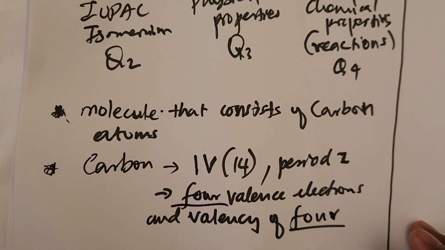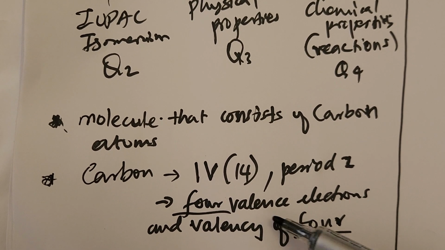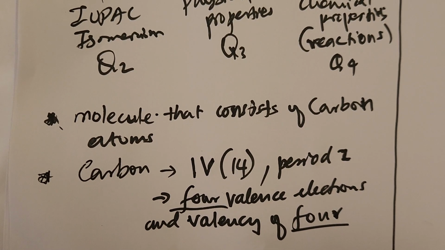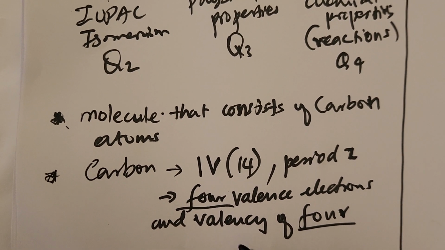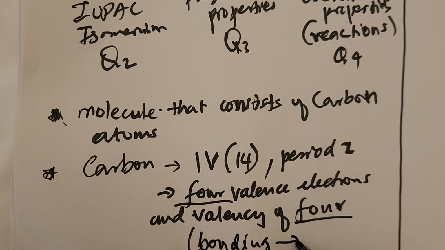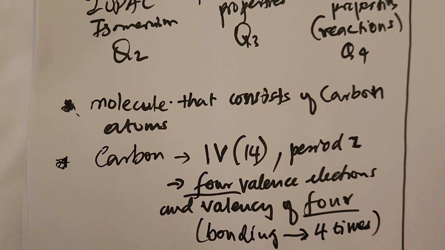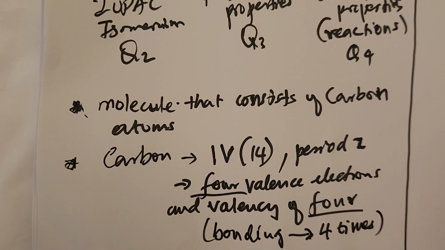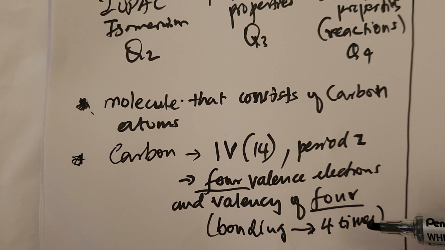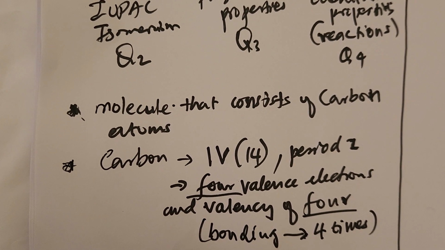Remember, the difference between valency and valence electrons is that valence electrons talk about the number of electrons in the outermost energy level, whereas the valency is the number of unpaired electrons in the outermost energy level. Therefore, this valency determines mainly the bonding. Meaning carbon can bond 4 times, with a maximum of 4 covalent bonds. That's the case if you talk about the type of bonding.